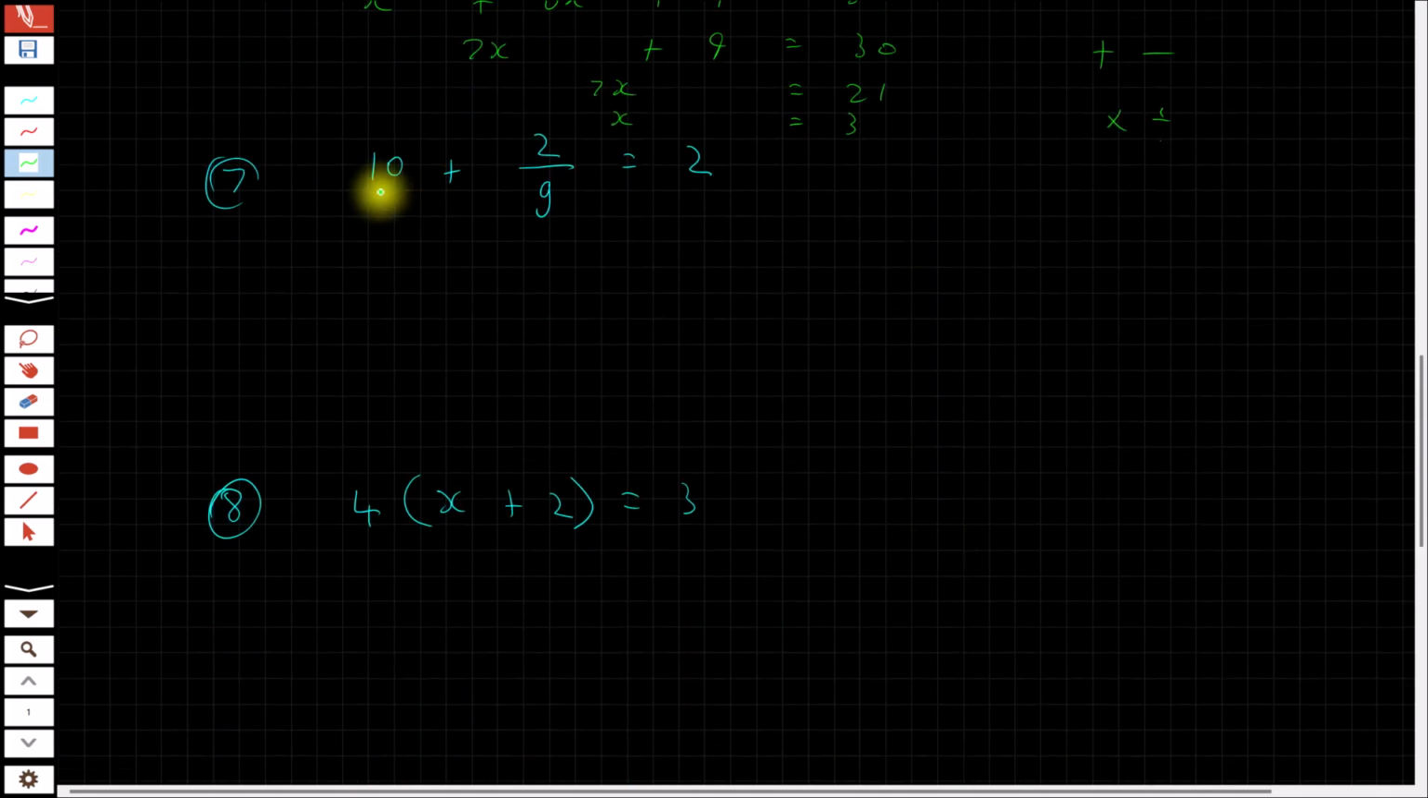This one here, 10 plus 2 over g equals 2. The first job is to get rid of this plus 10. So we need to subtract 10 on the left hand side and subtract 10 on the right hand side. So 2 over g, subtracting 10 on the left will make that vanish. And subtracting 10 on the right hand side, 2 take away 10 is negative 8.